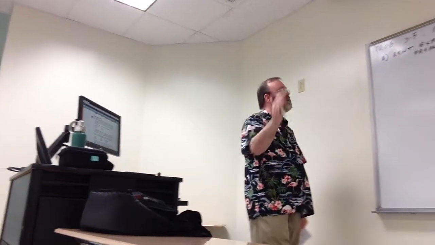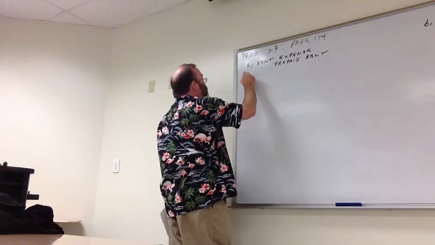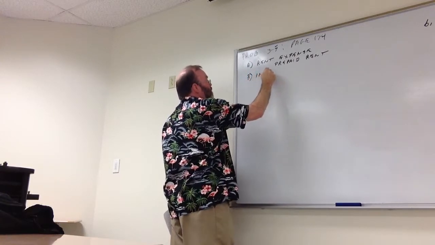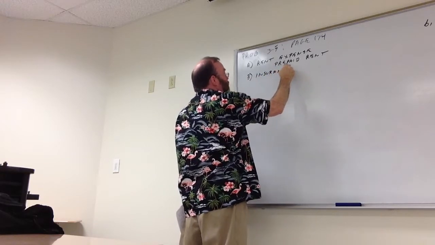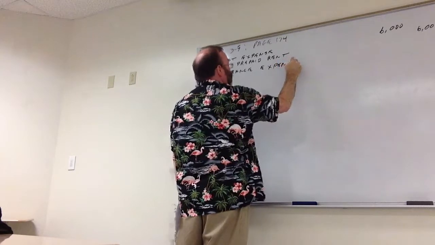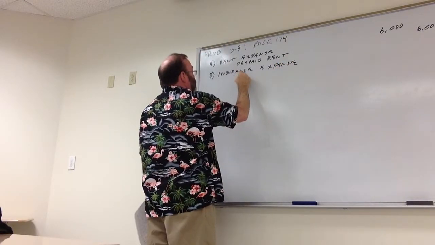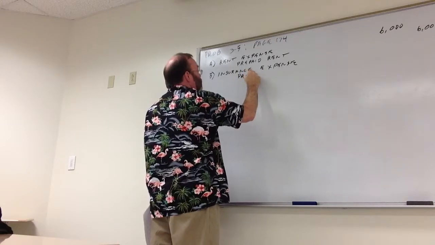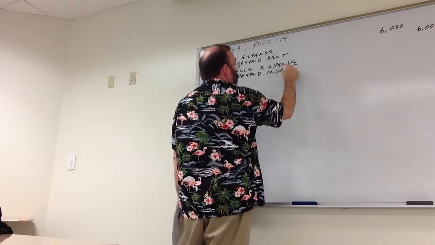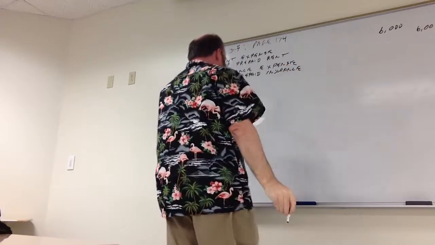Number B, an examination of the insurance policies reveals that $900 expired during the year. So this is a little easier than the last one we did. It tells us what the calculation is. So this is insurance expense, and prepaid insurance, $900.